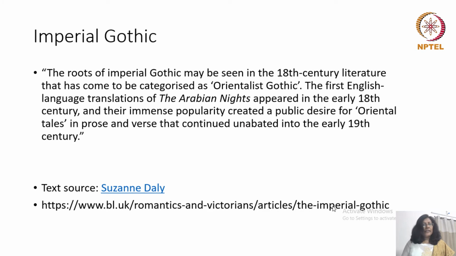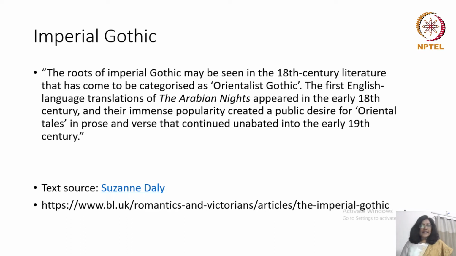The roots of Imperial Gothic may be seen in the 18th century literature that has come to be categorized as Orientalist Gothic. The first English language translations of the Arabian Nights appeared in the early 18th century, and their immense popularity created a public desire for Oriental tales in prose and verse that continued unabated into the early 19th century.